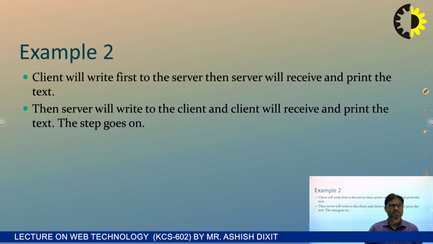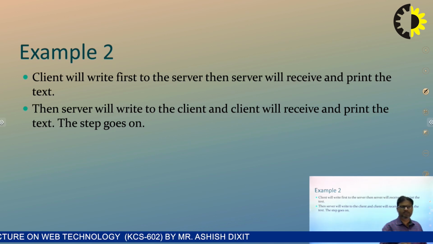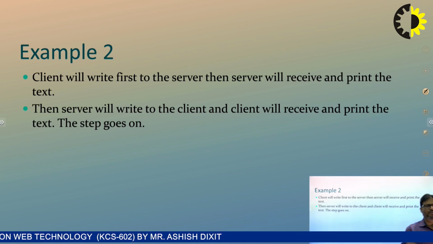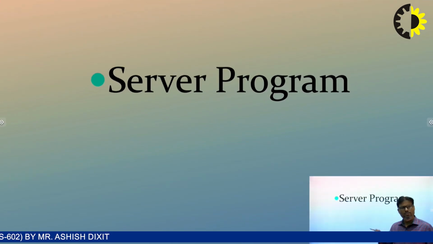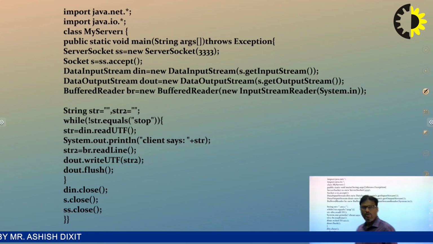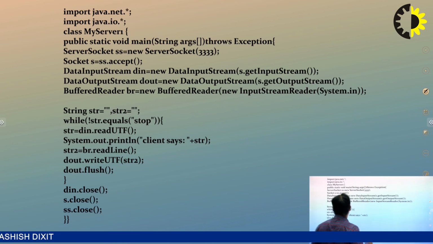In the next example, the client will write first to the server, then the server will receive and print the text. Then the server will write to the client, and the client will receive and print the text. First, the server program. Okay, so here this is the program.